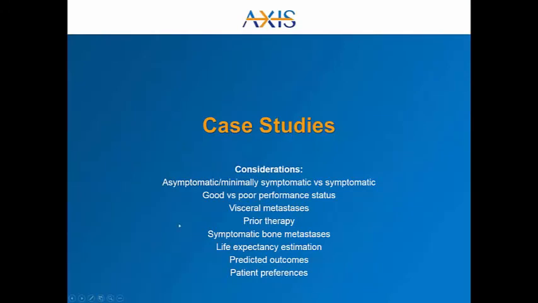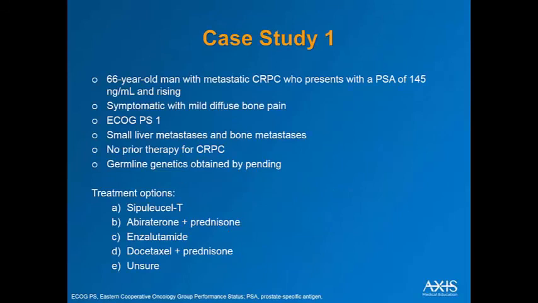Now I'm going to come through some case studies, and gosh, there's a lot of things that you can put in the mix: asymptomatic, minimally symptomatic and symptomatic, good or poor performance status, visceral mets, prior therapies, resistance to prior therapies, symptomatic bone mets, life expectancies and predicted outcomes by the various molecular markers, and patient preferences. There's a lot of stuff that you have to take into consideration. I mean, we go through an extensive decision-making process when we're treating these patients in clinic.